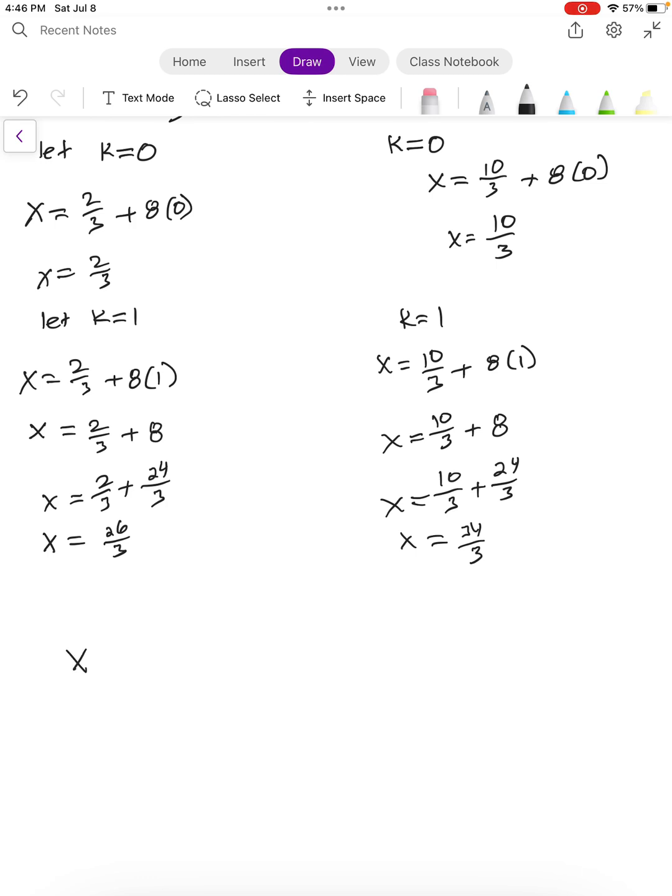So here are our answers: 2/3, 10/3, 26/3, and 34/3. And that is the end of this problem.